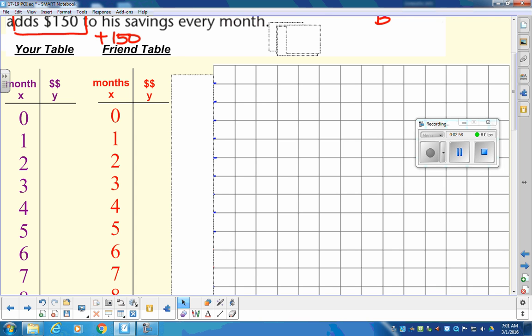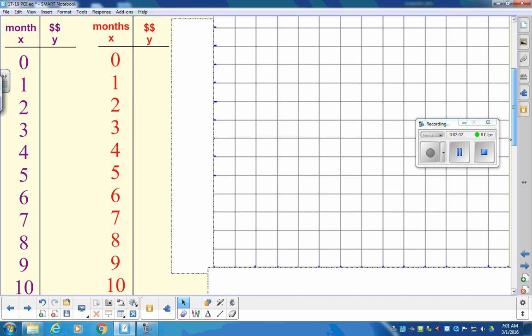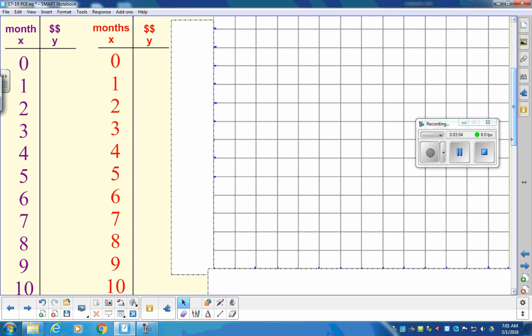Okay, so now we're going to start the table at 0. So go ahead and fill those in. 0 all the way down to 10. I'll give you a chance to write those down. Month 0 down to month 10 for both you and your friend. We'll find the y values in just a second here. Everybody's filling out those x values, 0 through 10 for you, 0 through 10 for your friend. Keep on going.